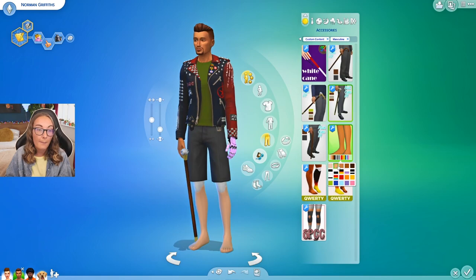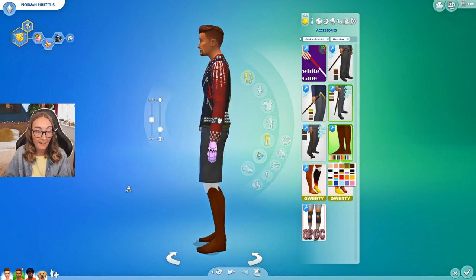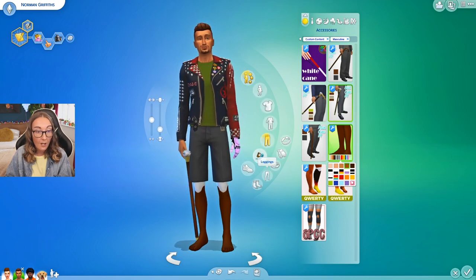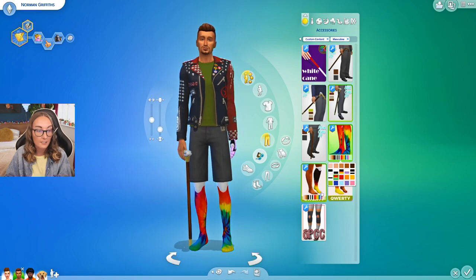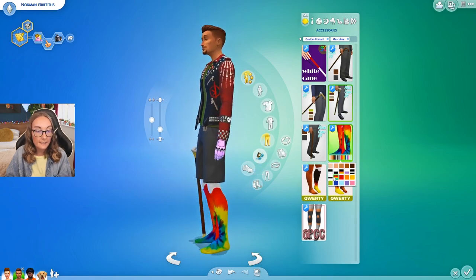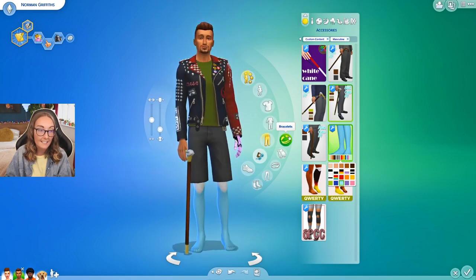The really nice bit about this one is that it comes in some natural skin tones, and there is a range of skin tones on this, which is really nice to see. And then there are some more colored variants if your Sims would prefer that. So it's nice that there's the option.